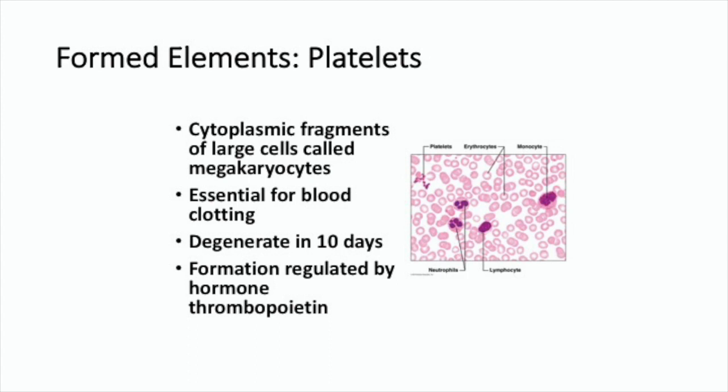Now, the last formed element we need to talk about are platelets. Platelets are odd in that they are actually pieces of cells. So a platelet is considered a cytoplasmic fragment of a really big cell called a megakaryocyte. So megakaryocytes will break into these really, really tiny pieces, and we refer to those pieces as platelets. On this picture here, you see the platelets kind of clustered up in the top left-hand corner of the picture.